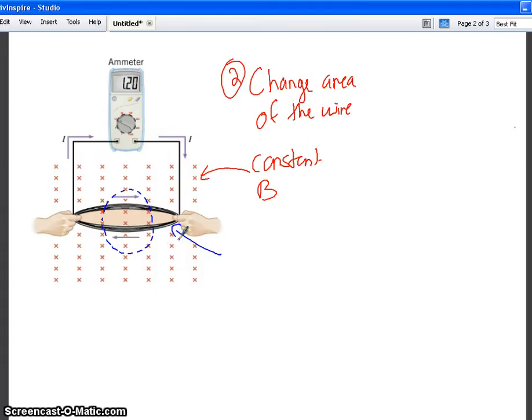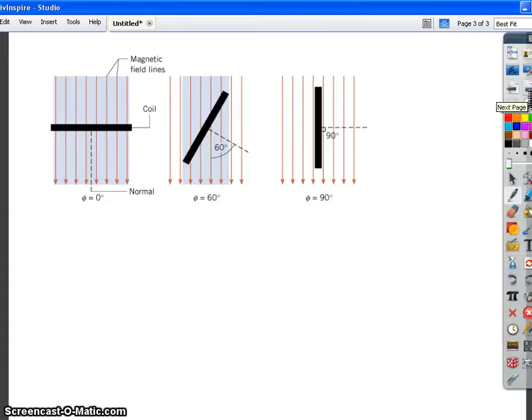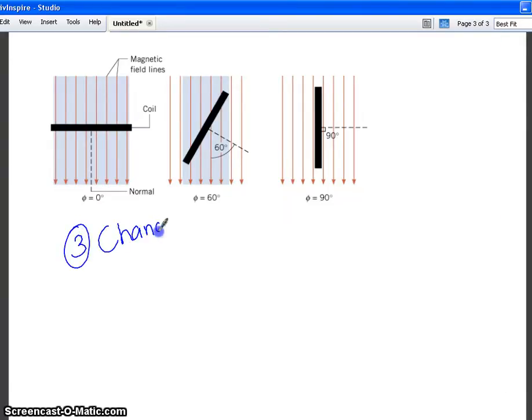as well. And third, if we change the angle of the wire. So here would be the coil that we were talking about before, and if we just rotate it in relation to the magnetic field, that will also induce a current as well.